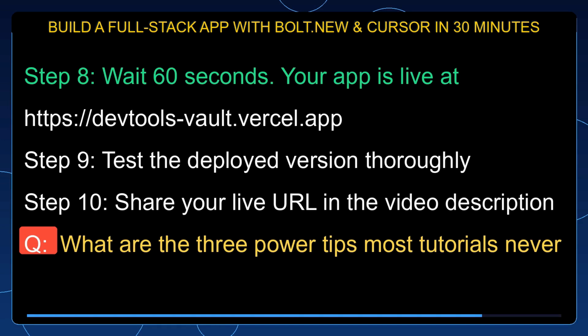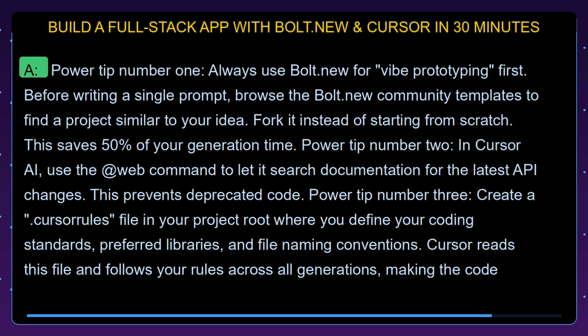Q. What are the 3 power tips most tutorials never teach about this workflow? A. Power tip number 1. Always use Bolt.new for vibe prototyping first before writing a single prompt. Browse the Bolt.new community templates to find a project similar to your idea. Fork it instead of starting from scratch. This saves 50% of your generation time.